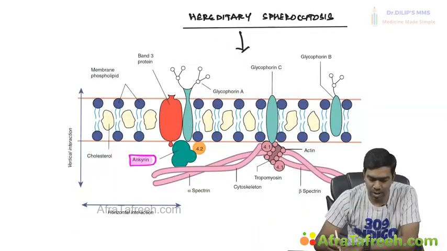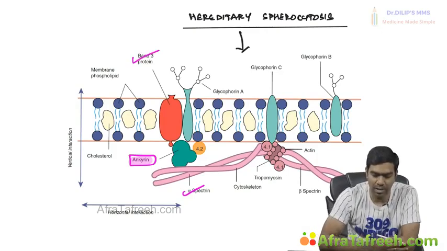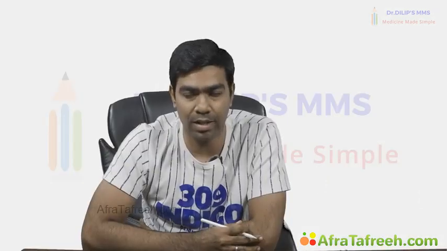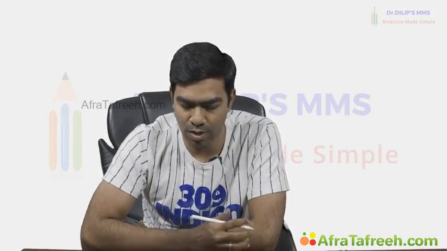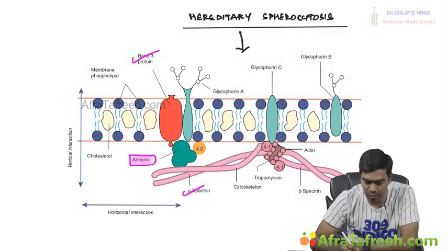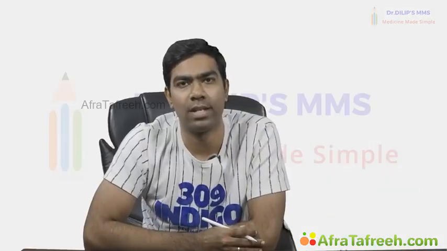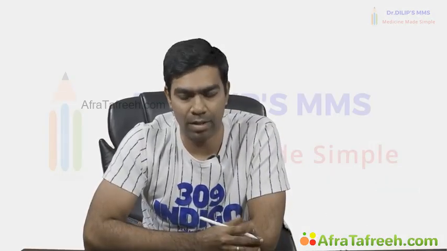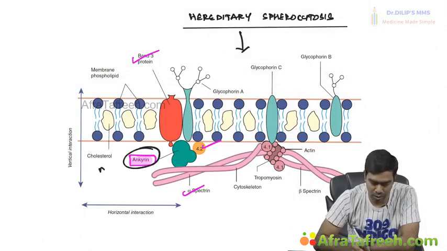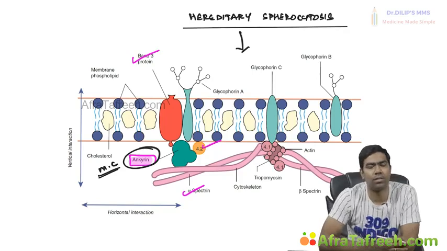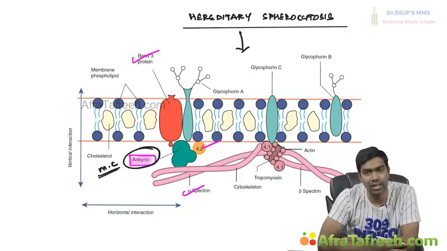It can also happen with spectrins. It can also be a result of mutations in the band3 protein, this vertical interaction which we have discussed already, or it might also happen due to mutations in the 4.2 protein, otherwise called pallidin. So all these things are possible, but the most common is always your ankyrin. This is very important. This is the reason why you get hereditary spherocytosis.